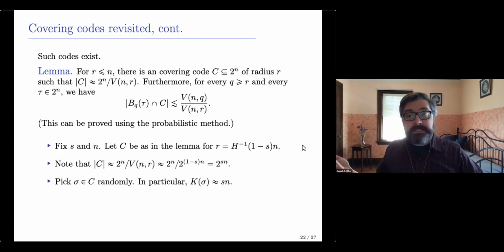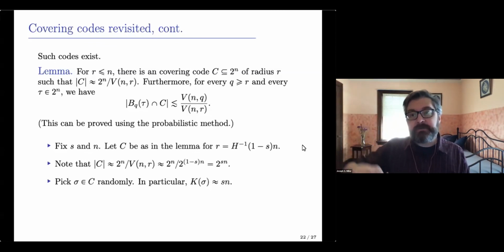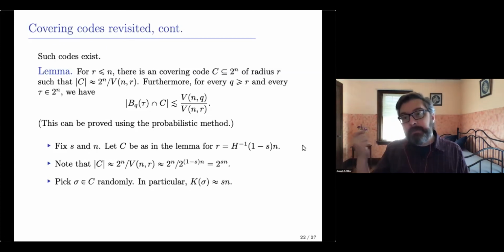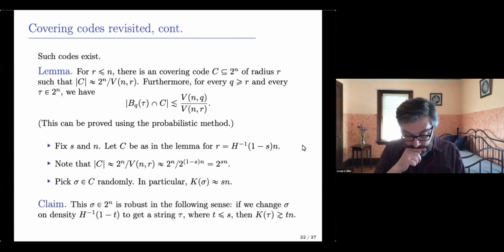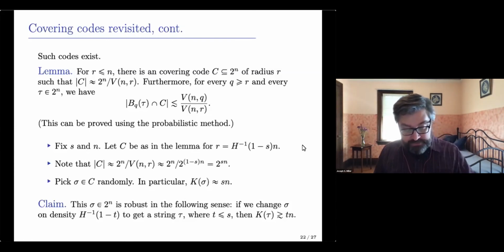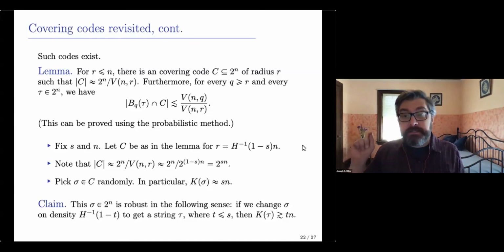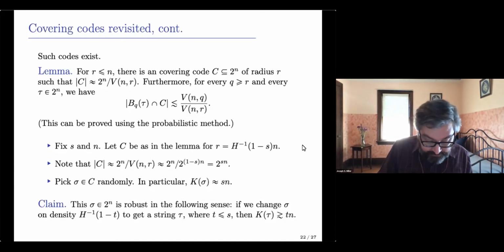So if we randomly pick an element of it, well, every member of that cover can be given a description of size roughly s times n. And if we randomly pick a member, it's going to have complexity as high as possible, so essentially s times n. So we have this string sigma of complexity s times n, such that if we change it on density h inverse of 1 minus t to get another string tau, then K of tau is at least approximately t times n. Now notice, this is the same as if we started from a random string, right? So this is the worst case.